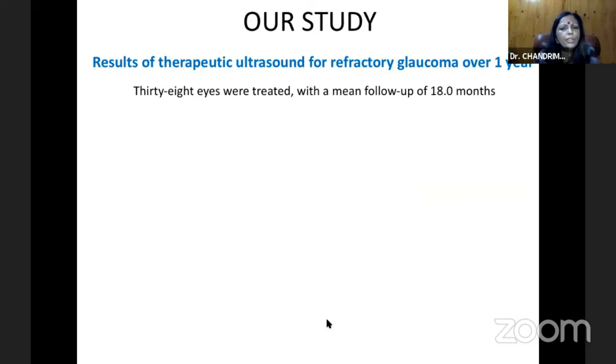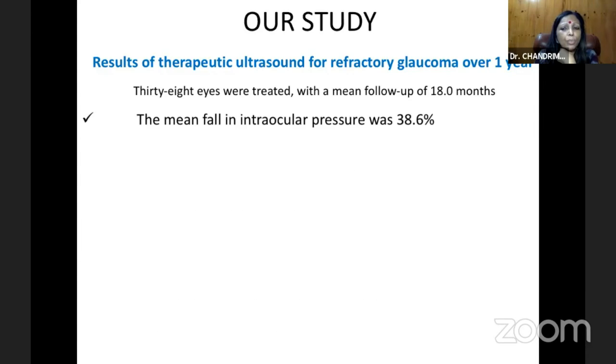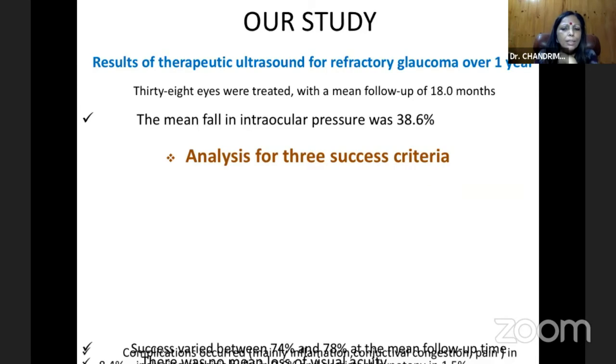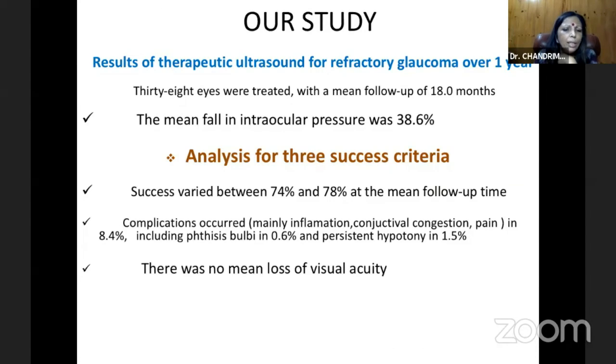Results of therapeutic ultrasound, that's our study over one year for refractory glaucoma. 38 eyes were treated with a mean follow-up of about 18 months. The mean fall in intraocular pressure was 38.6%. Analysis of 3 success criteria showed success varied between 74 to 78% at the mean follow-up time.